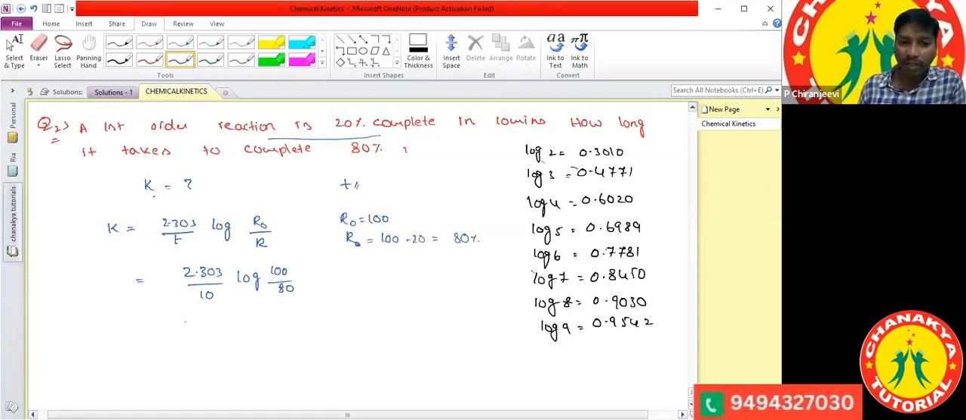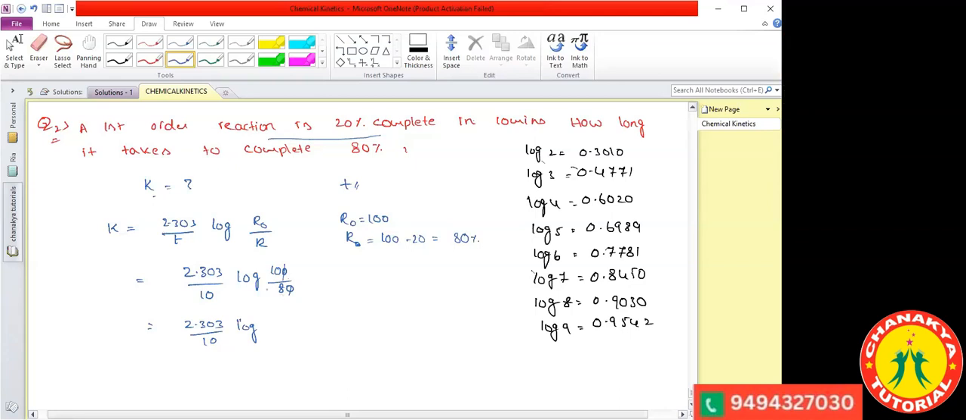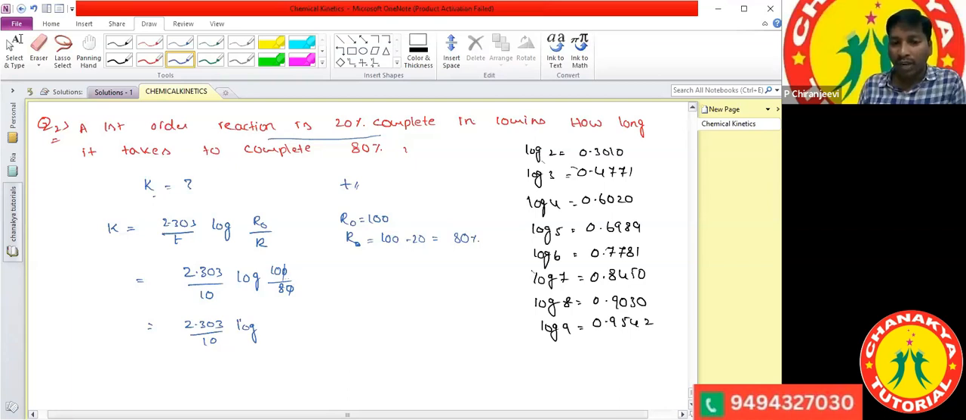Now if we simplify, 2.303 divided by 10 log of 100 by 80, this 0 is going to be cancelled. Log of A by B value, how much will we get, ma? 5 by 4. In decimals I still have to calculate. So 5 by 4, or directly we can also write log 10 minus log 8.